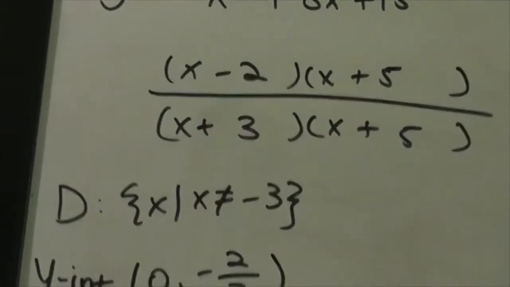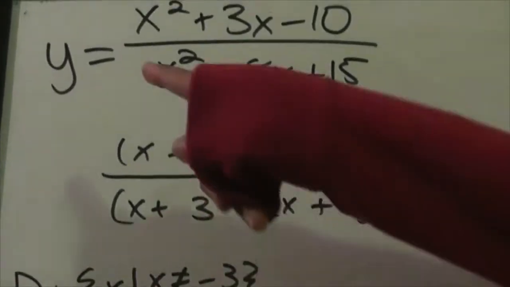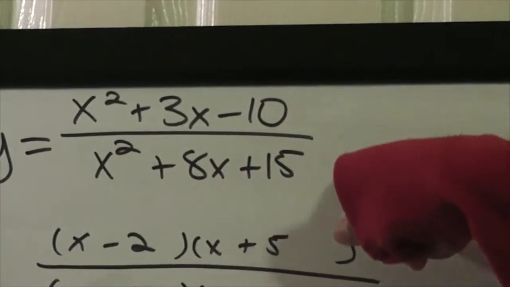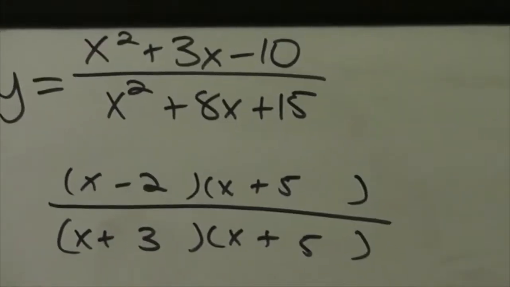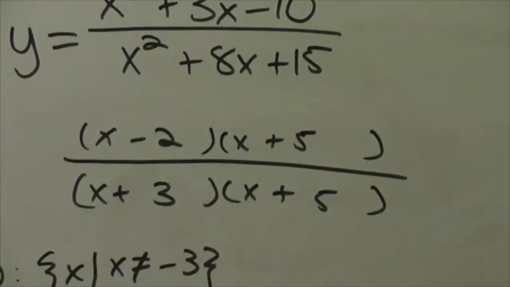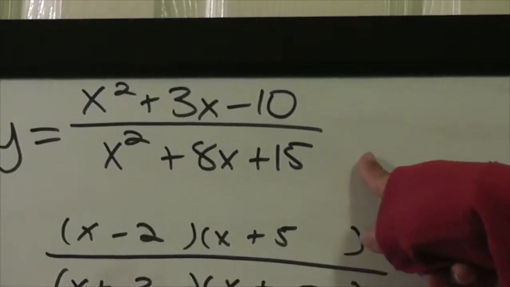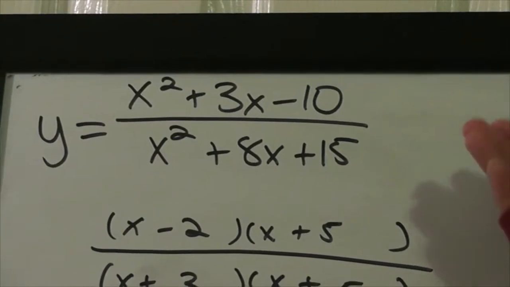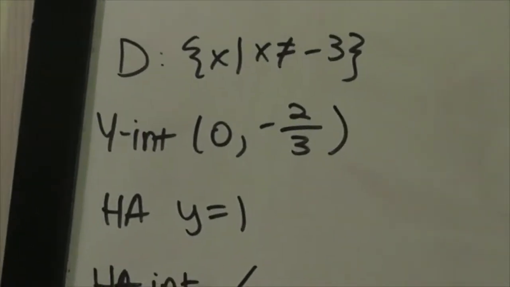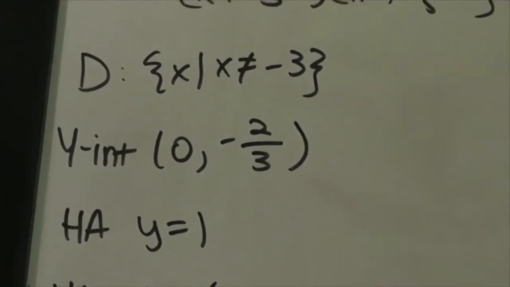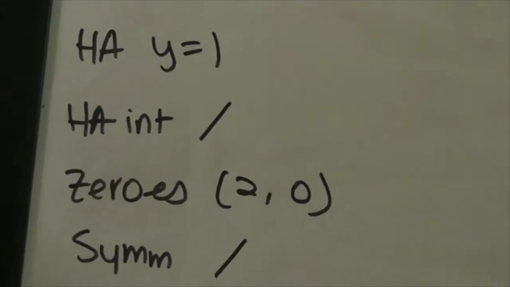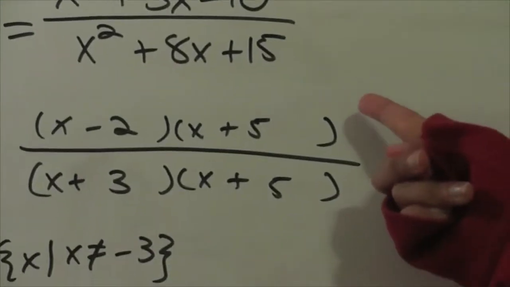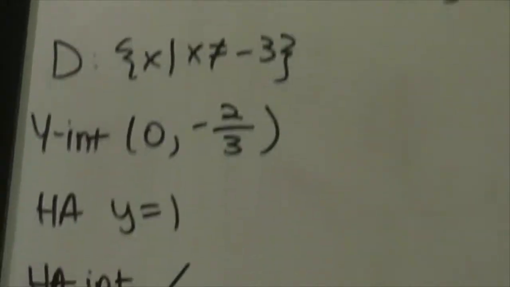Next, your y-intercept. When you plug in 0 for the x's, you're left with negative 10 over 15, which simplifies to negative 2/3. Then your horizontal asymptote. Since both the top and the bottom have the same degree, it's going to be dividing the leading coefficients, of which both is 1. So your horizontal asymptote is going to occur at y equals 1. And there is no intersection between the lines and the horizontal asymptote. For your 0, you're just going to take the non-whole point from the top and equate it to 0.